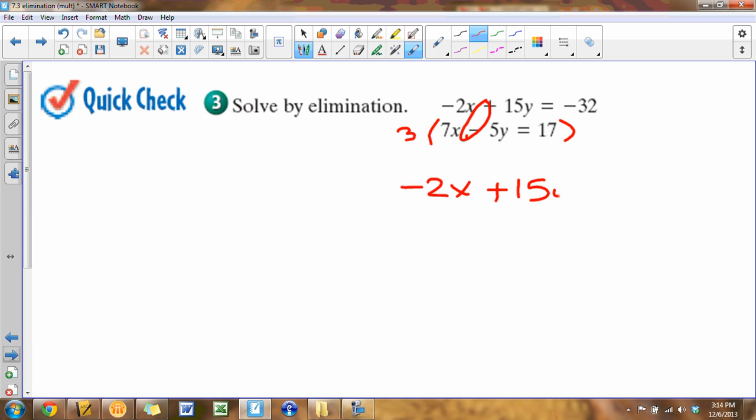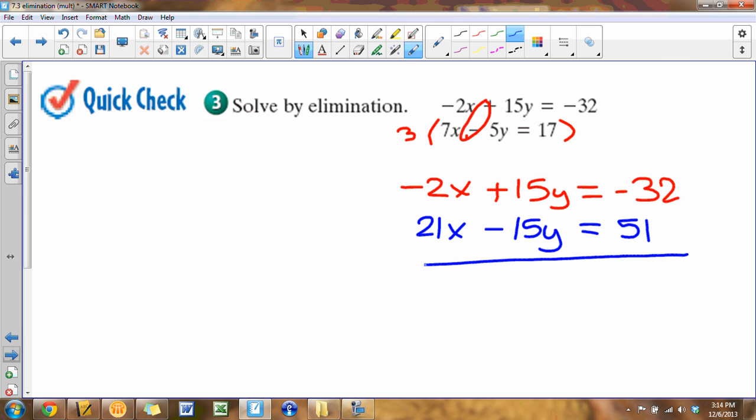So I'm going to write down my first equation. The hardest thing I think about elimination like this is just keeping everything straight. So I'm going to write my first equation down, and then I'm going to multiply through. So 7 times 3 is going to give me a positive 21x, then negative 15y, and then I have to do the 17 times 3, which will give me a 51 on this side. And then I can do my eliminating.